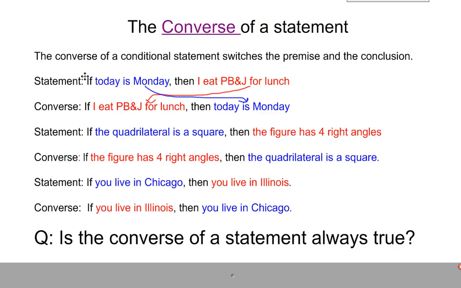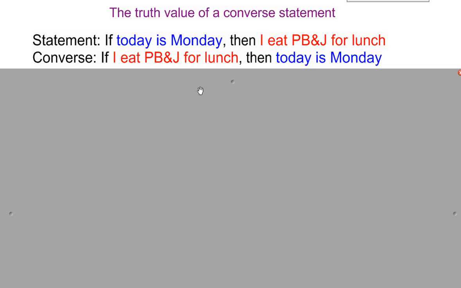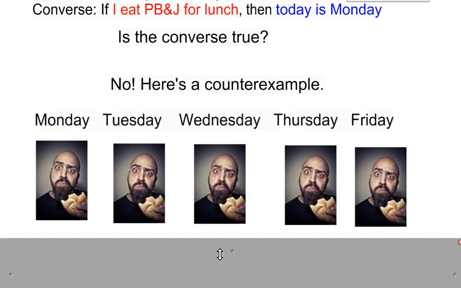Let's take a look. So the first one was, if I eat PB&J for lunch, then today is Monday. Is that necessarily true? In other words, if today is Monday, then I eat PB&J for lunch. Every Monday I eat peanut butter and jelly. But if I eat peanut butter and jelly for lunch, does that mean today is Monday? No, it does not, because I can be eating PB&J every day of the week. In other words, you need a counterexample to show that the converse is false. And here is the counterexample.